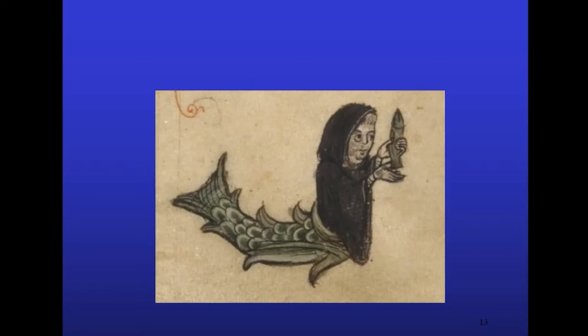So these weren't the equivalent of nice, peaceful monks you might get on land. This is an actual sort of creature that you would find under the sea.